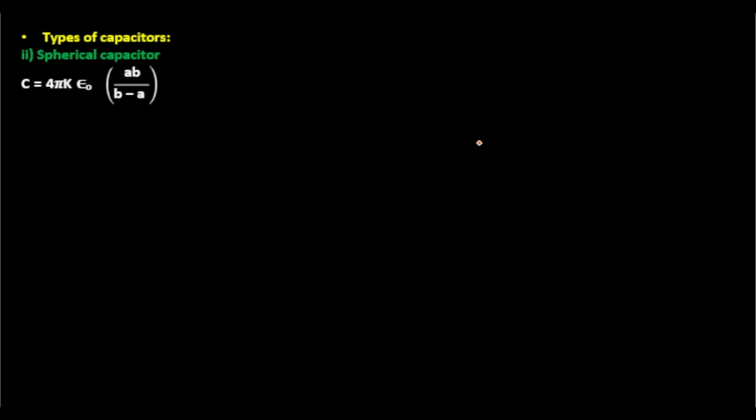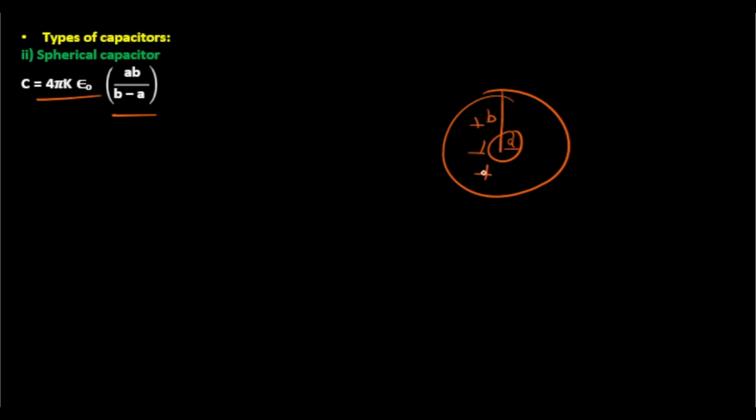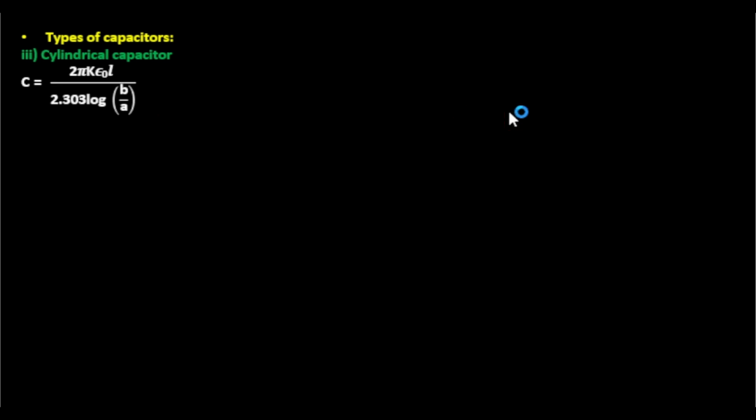Spherical capacitor. So C is equal to 4 pi epsilon AB upon (B minus A). So over here there are two concentric spheres, this radius is A and this radius is B. So this plus plus plus, this is a spherical capacitor.